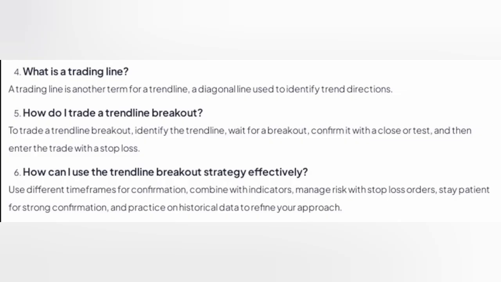What is a trading line? A trading line is another term for a trend line, a diagonal line used to identify trend directions. How do I trade a trend line breakout? To trade a trend line breakout, identify the trend line, wait for a breakout, confirm it with a close or test, and then enter the trade with a stop loss. How can I use the trendline breakout strategy effectively? Use different time frames for confirmation, combine with indicators, manage risk with stop-loss orders, stay patient for strong confirmation, and practice on historical data to refine your approach.